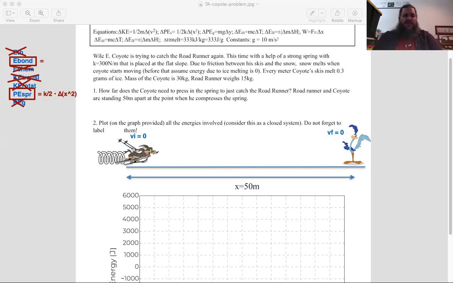So the spring potential energy is half the spring constant times, and we could even expand that as x final squared minus x initial squared. Plus, what about delta E bond? How could we write out, or what's the usual formula for change in bond energy?